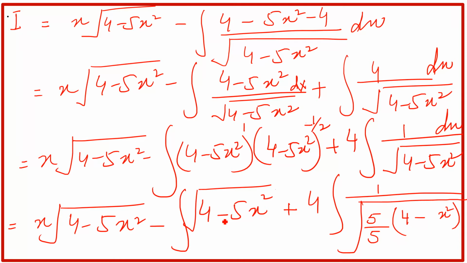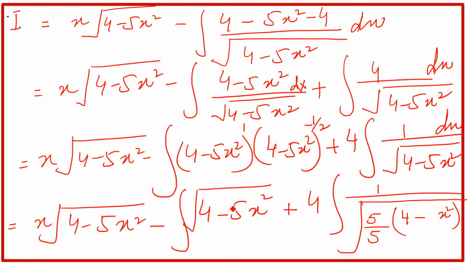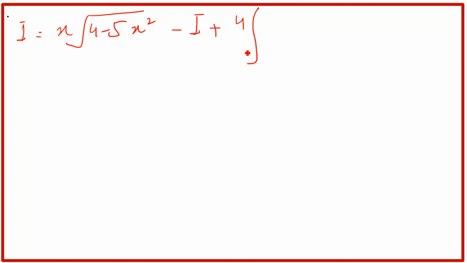And this one, see, under root 4 minus 5x square is exactly the same as whatever we had in the question, and this is equal to I. So instead of this here, we can write I. So in the next step, I will write this minus I, plus we will solve for this. Right? Okay. So I is equal to x under root 4 minus 5x square minus I plus 4 times 1.